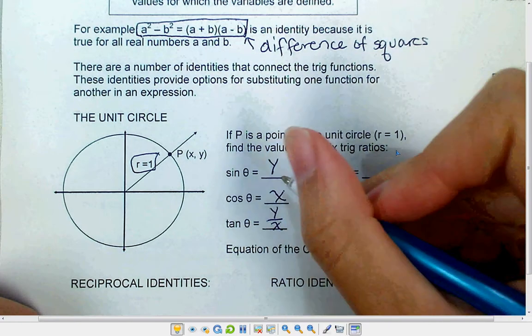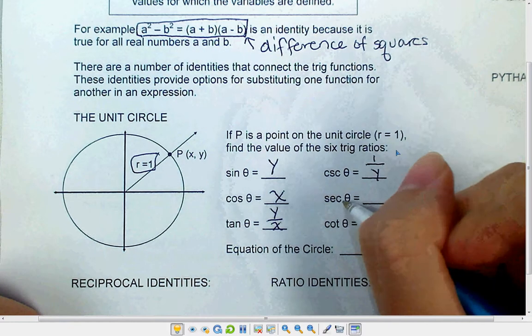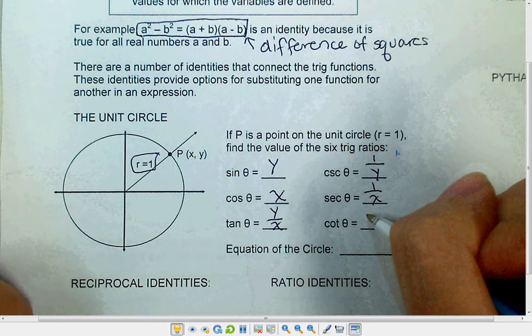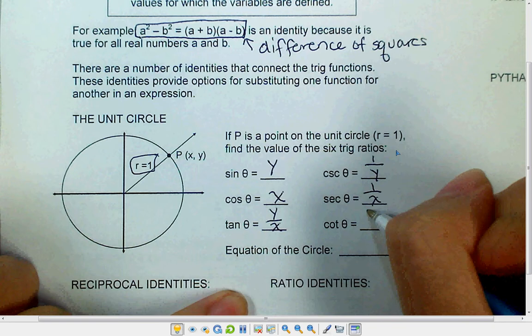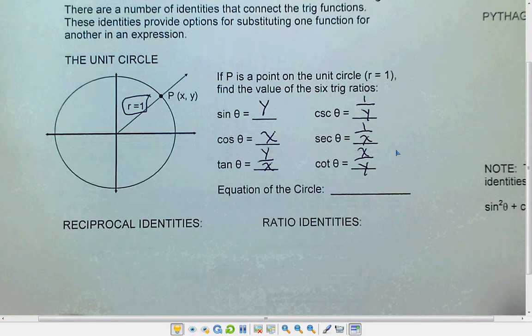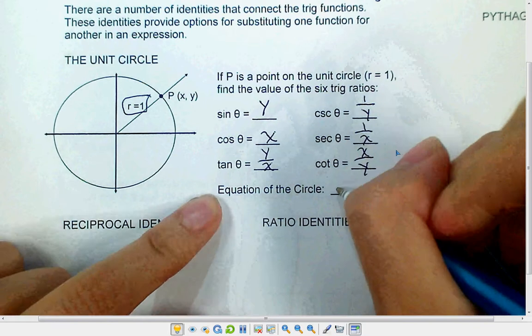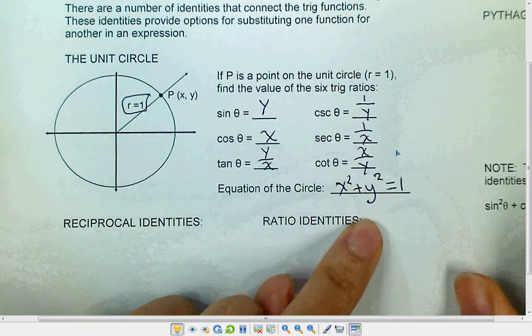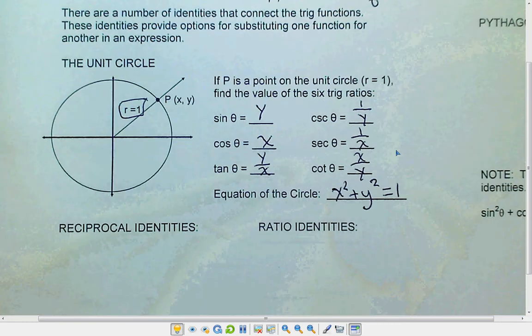Our cosecant is the reciprocal of sine, so we have 1 over y. Secant is the reciprocal of cosine, and cotangent is the reciprocal of tangent. So just a review, those are our 6 trig functions. And the equation of a circle is x squared plus y squared equals 1, and this is actually where some of our identities are going to come from.